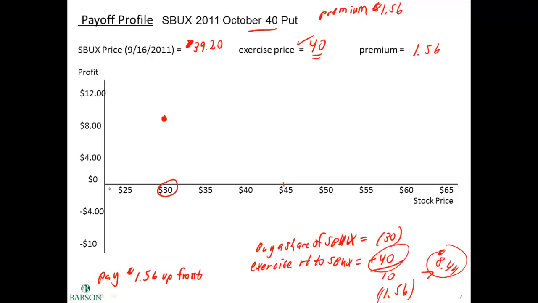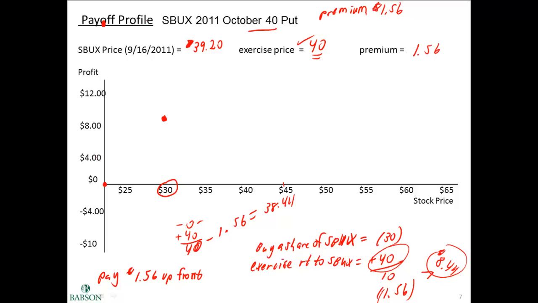So let's say in the extreme case, Starbucks goes bankrupt in the 3 weeks that you're sleeping. And what happens there? It's worth zero. You exercise your right to sell a share of stock that's worth zero. You pocket the $40 minus the premium of $1.56, $38.44. So it's going to be way up here somewhere, off the charts.